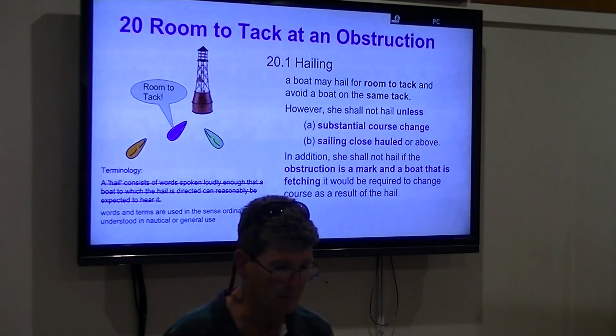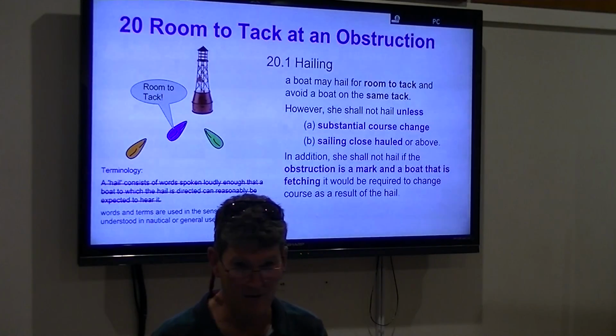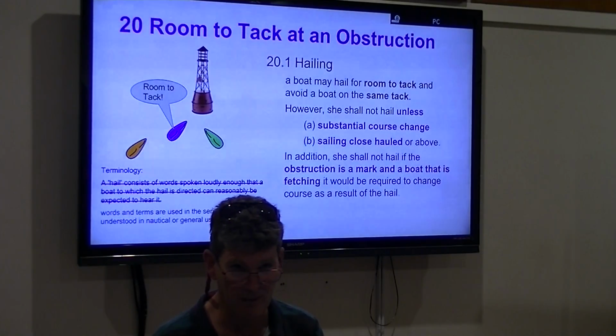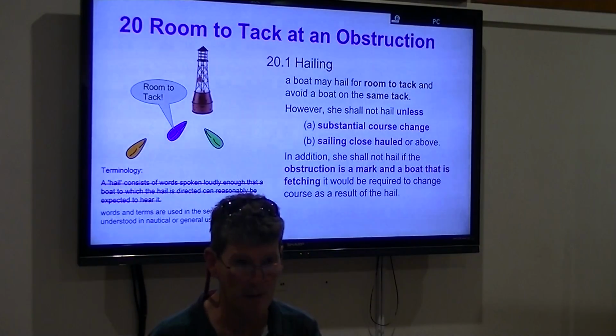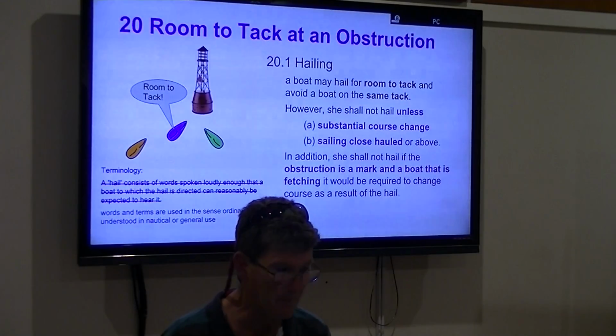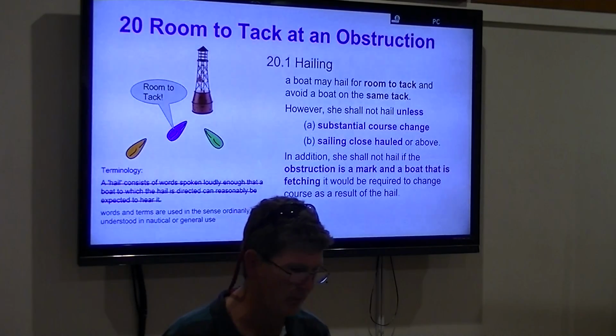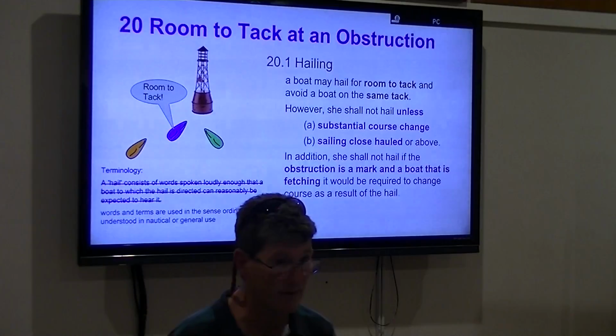Better off would be if there was a boat coming in there, and then the boat on starboard is your obstruction. And blue can now hail for room to avoid the green boat, because she's an obstruction, and that passes the rules of 20.1. So just a little bit on that, on the terminology of what is a hail.